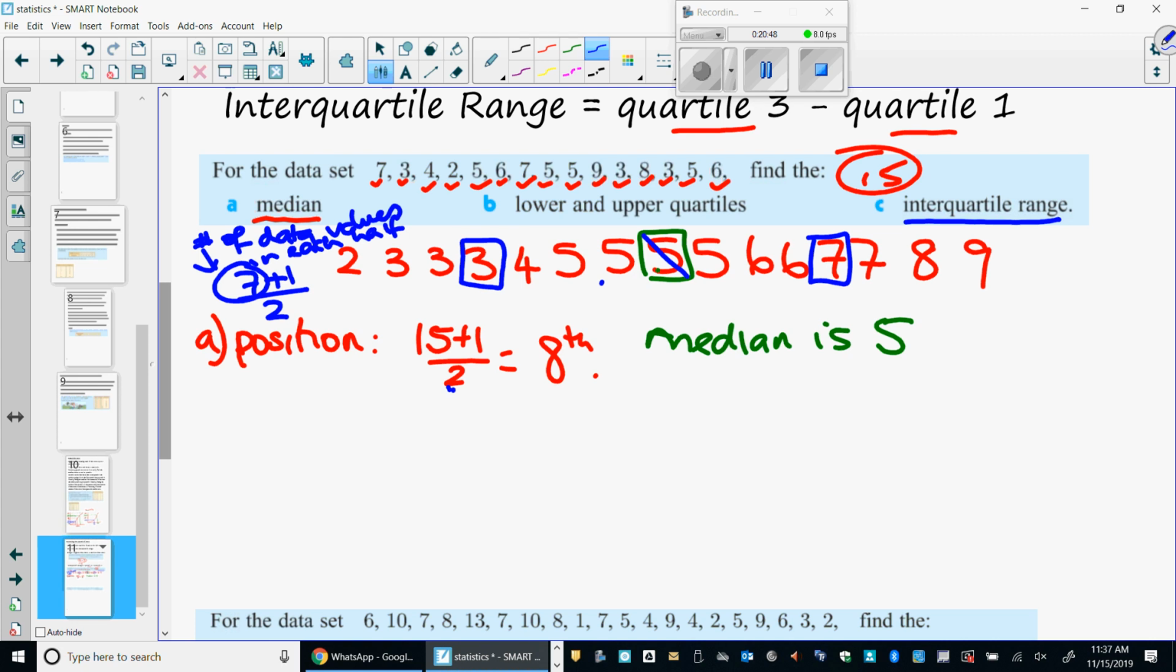interquartile range. They may not even say find the upper and lower quartile, but you have to know to do that. If they've asked you to find the interquartile range, you need to do the upper and lower quartiles, because you're not going to know what the interquartile range is unless you've got those 2 pieces of information.